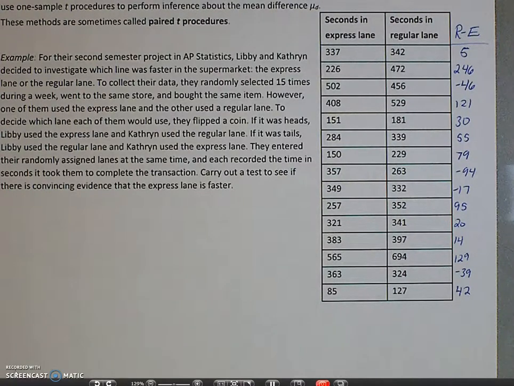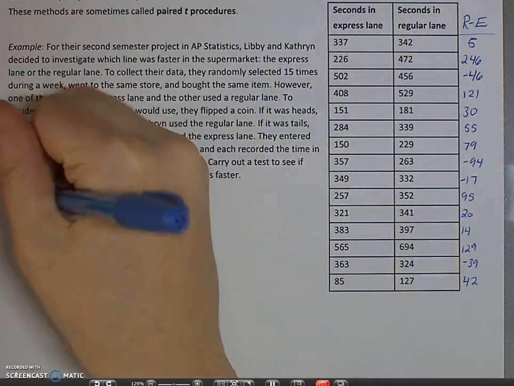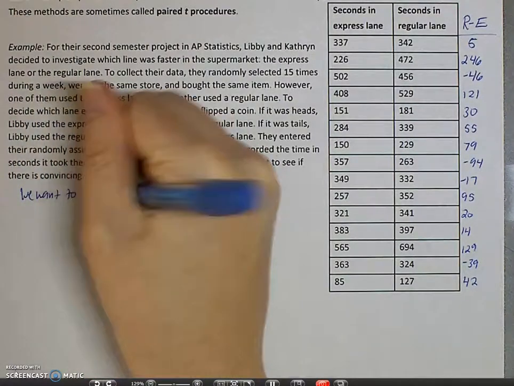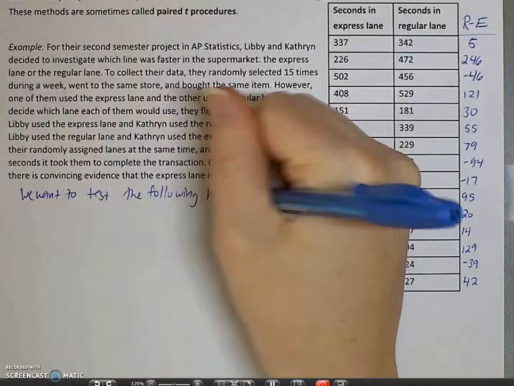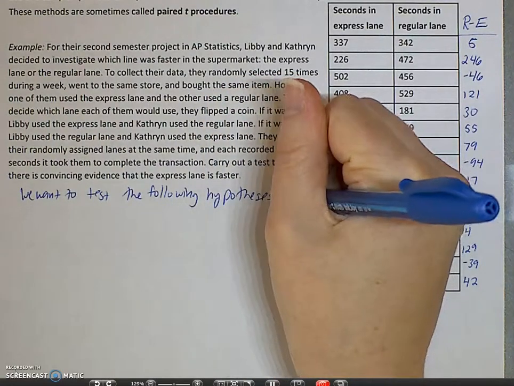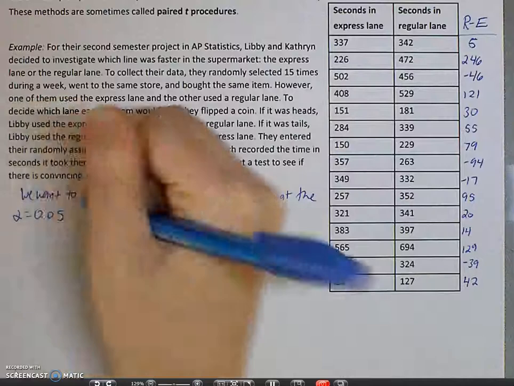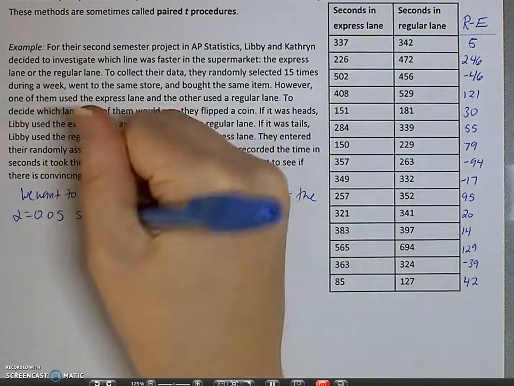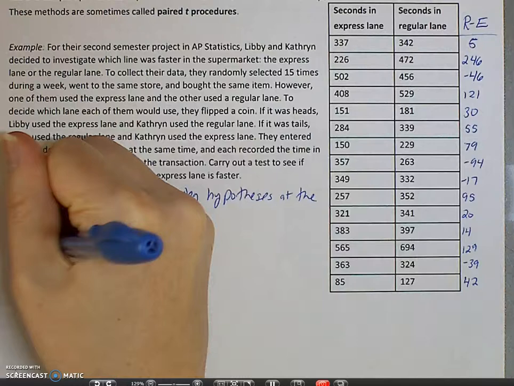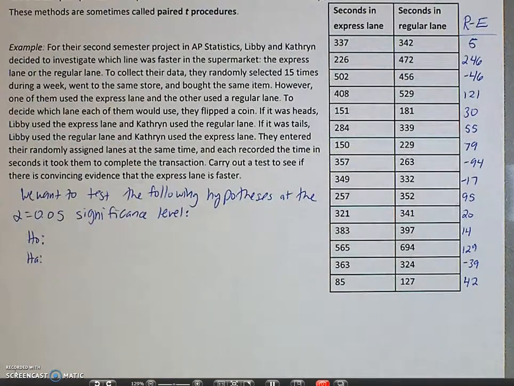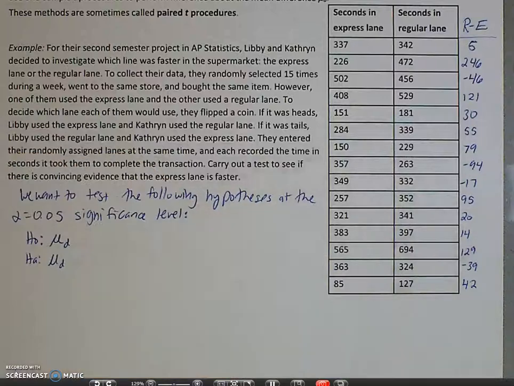So we have our differences, and let's go through our 4-step process. So the first thing we want to do is we want to test the following hypotheses. And it didn't give us a significance level, so we always assume that we're going to use 0.05. Okay, so we still have a null, and we still have an alternative. Now, because this is coming from paired data, we're going to be looking at the mean difference. So mu sub d is going to be my parameter.